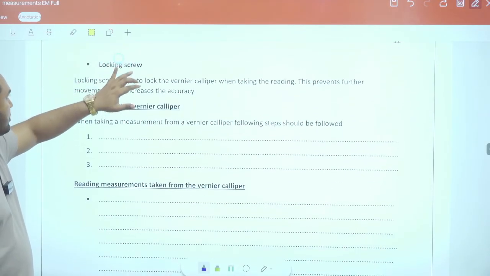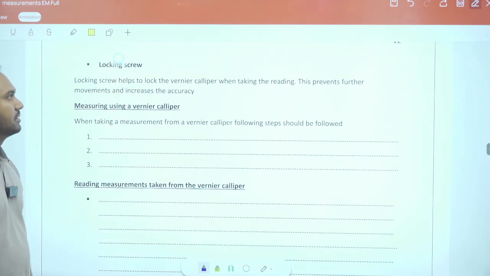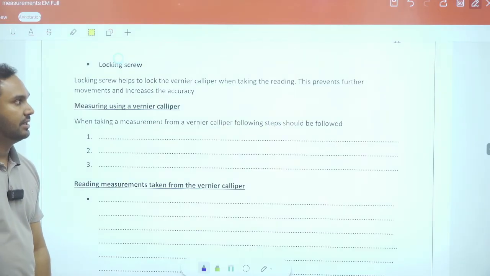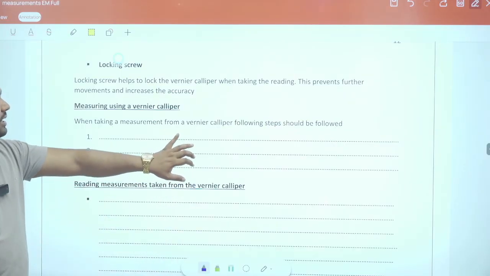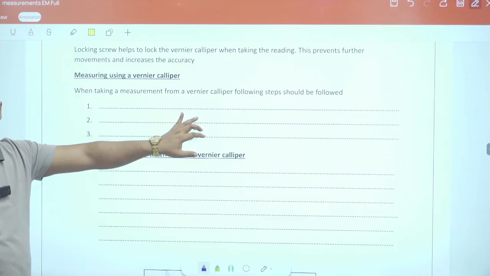Now come to the locking screw. The locking screw helps to lock the vernier caliper when taking the reading. This prevents further movement and increases the accuracy. You already know that, right?